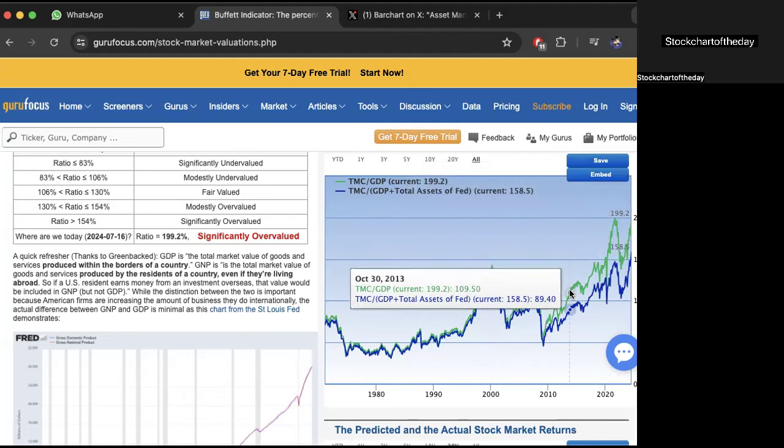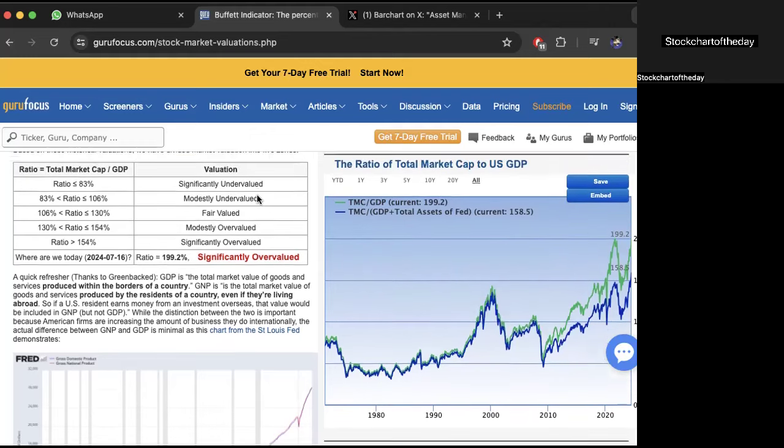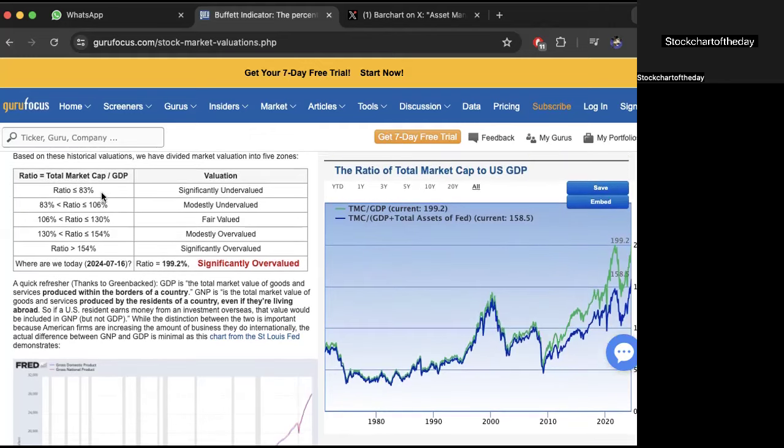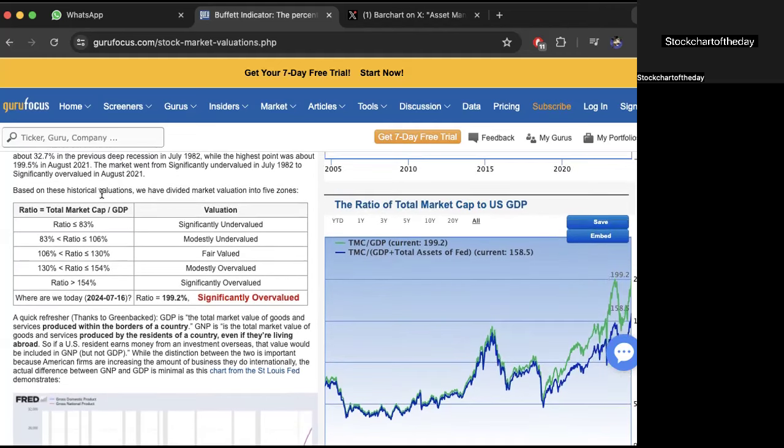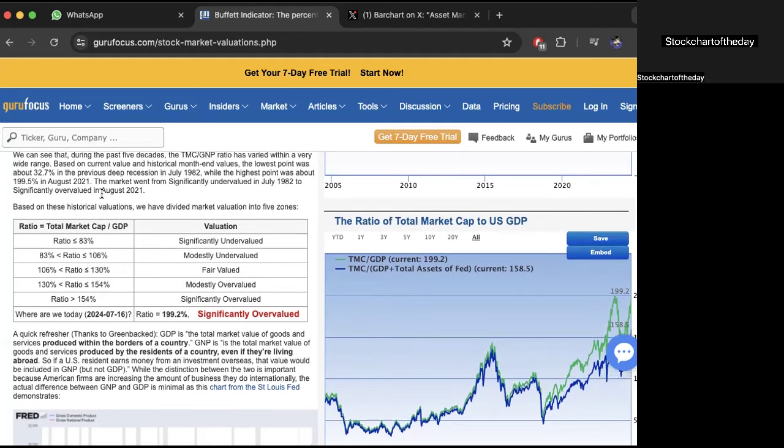In 2007, it was over 50%. So, right now you can see this from the metrics they have over here. Anything under 83%, I actually consider it under 60%, because this is now skewed by the last 10 years of these huge valuations.